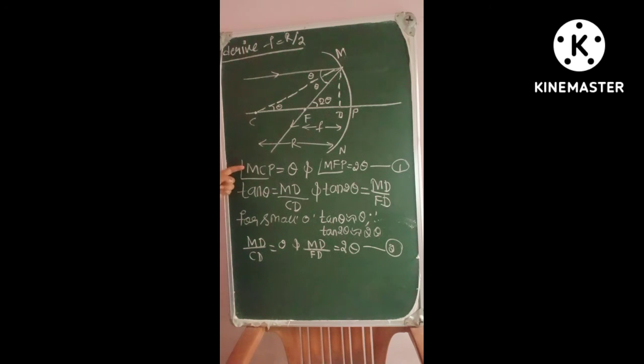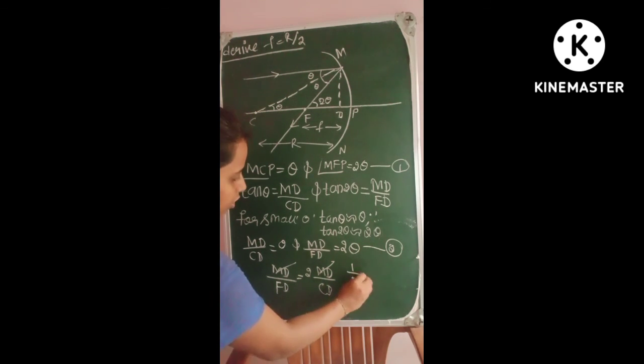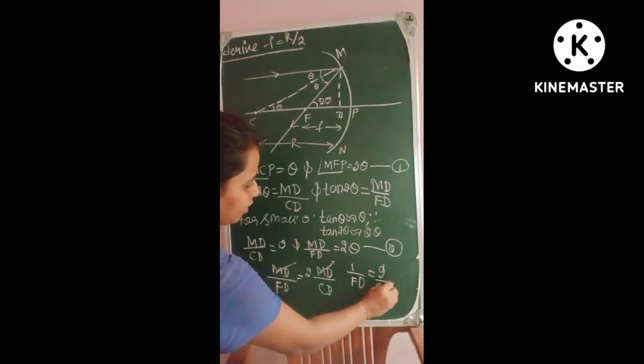Now we compare these equations. MD by CD is equal to theta and MD by FD is equal to 2 theta. Then we can write MD divided by FD is equal to 2 into MD divided by CD, as the theta value is already known here. Now MD and MD cancel. Remaining is 1 by FD is equal to 2 divided by CD.